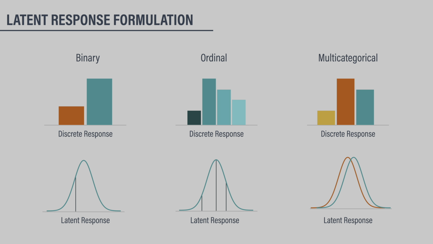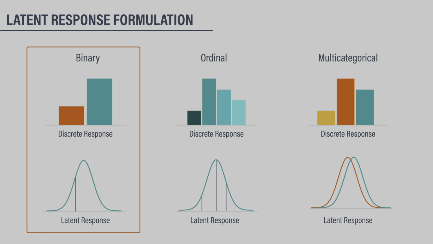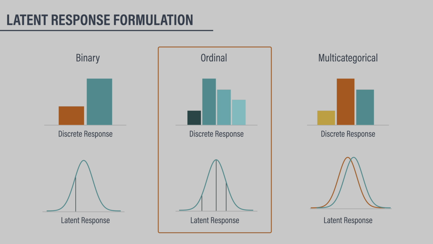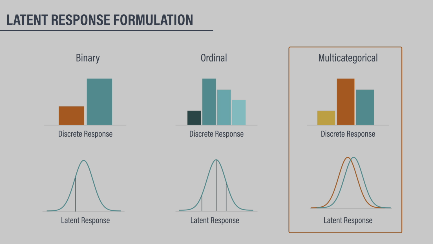For example, a binary variable imagines a normally distributed latent variable with a threshold cut point that divides the continuous propensity distribution into 2 segments. An ordinal variable is similar but requires multiple threshold parameters to divide the distribution into discrete segments. Finally, multi-categorical variables use multiple latent variables that are analogous to continuous versions of dummy variables. The diagram shows a 3-category nominal variable that requires a pair of latent response scores for each individual.